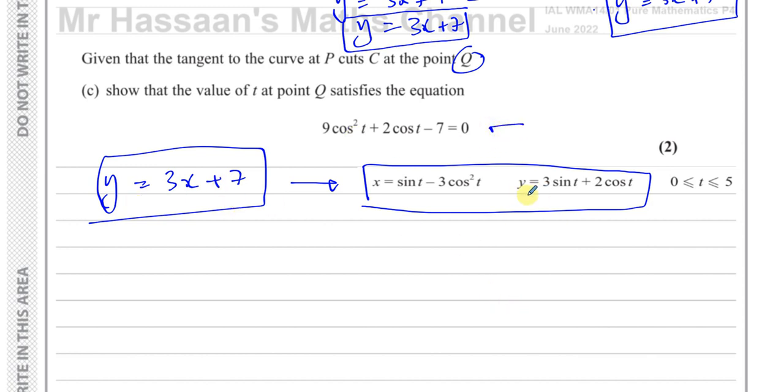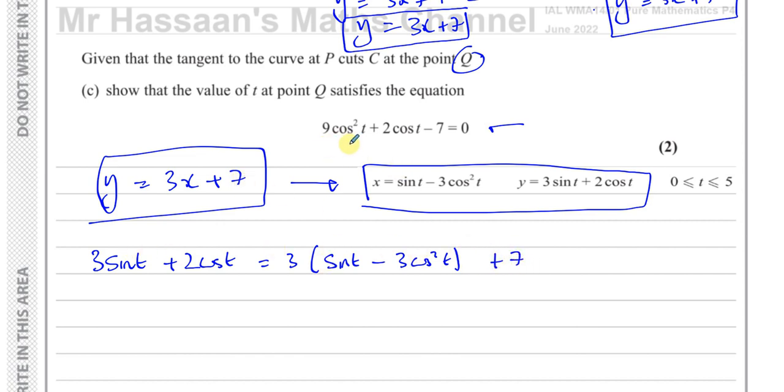And how do you solve them simultaneously? Well, you can see we're only left with t's. So what I can do is simply replace the y, just use substitution, just like when we solve simultaneous equations. Replace the y with 3 sine t plus 2 cosine t. So I'm replacing the y over here with what y is equal to, equals 3 times, and I'm going to replace the x with what x is equal to, which is sine t minus 3 cosine squared t, and I've got plus 7 at the end.